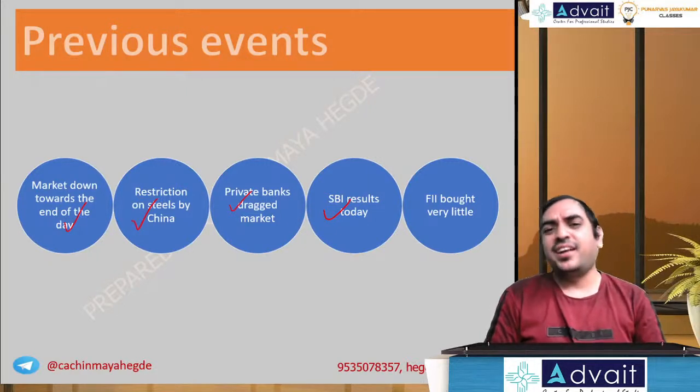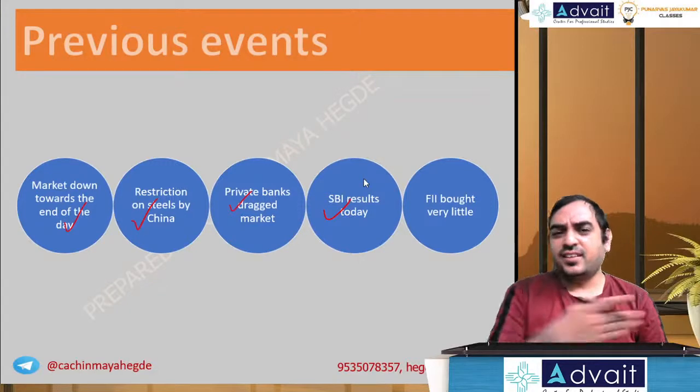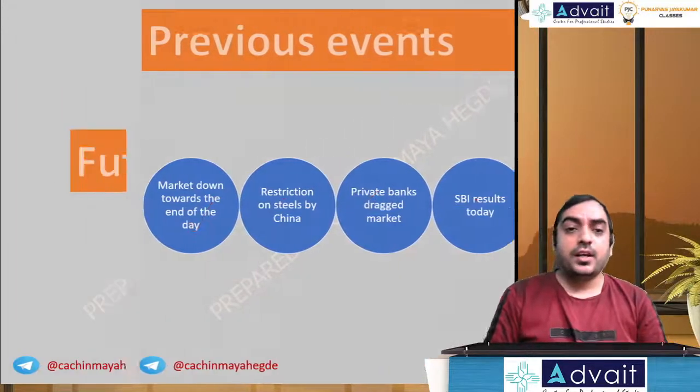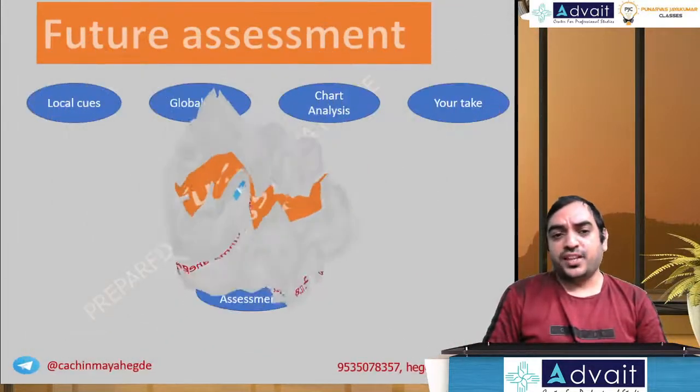And FII bought very little yesterday. They were continuous sellers for the last few days and have bought very little. DIIs, domestic institutions, have sold. Okay, let's see what today's assessment is going to be.